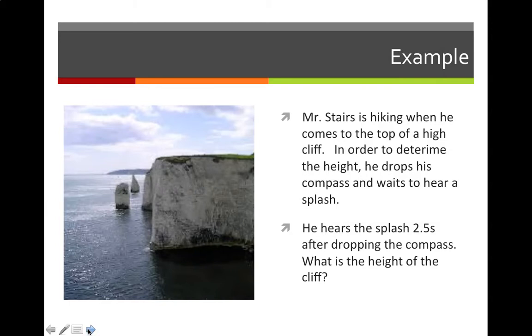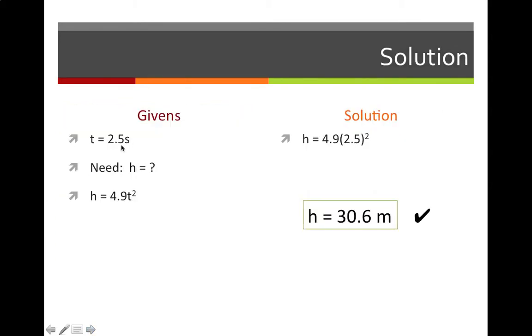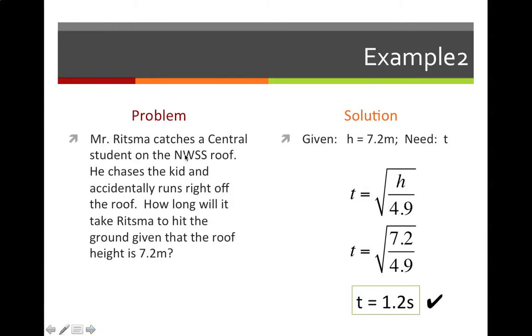And this is applying the formula I showed you earlier. So we know the time, we need to find height, we just sub it into the formula, and a little check mark to say 31 meters is high, but not that high, not unreasonably high for the height of a cliff. Applying the other formula, this time Ritzma catches a Central student on the northwestern roof.